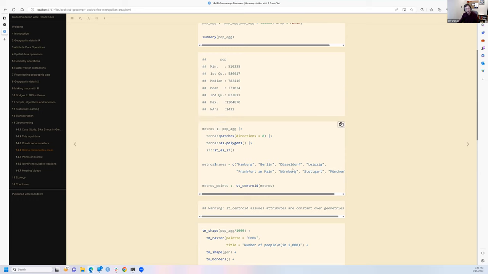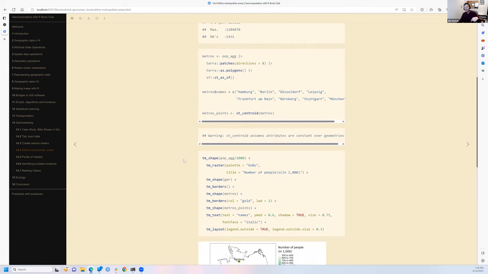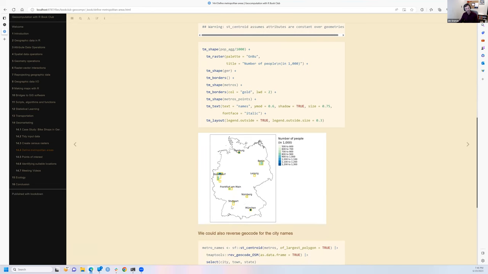In fact, we can add names. What the author did is he put the names in manually as a vector here. And in a minute, we'll see how to get those through reverse geocoding, but we'll just do it the hard-coded way here and stick the names on the centroids to see that yes, in fact, these are the major cities in Germany, and the little squares represent the raster blocks in those metro areas.